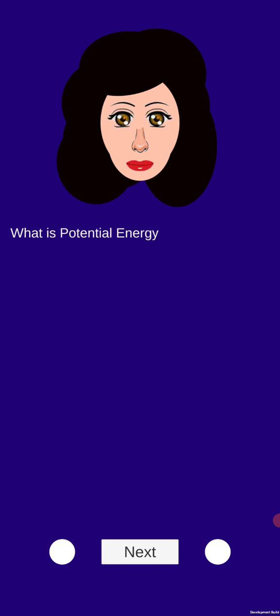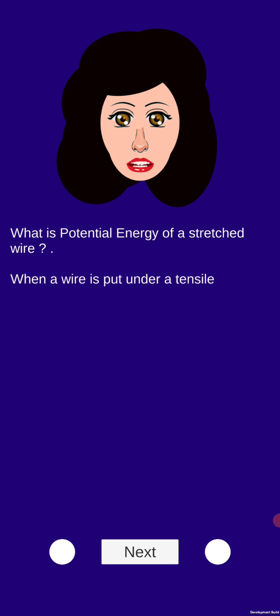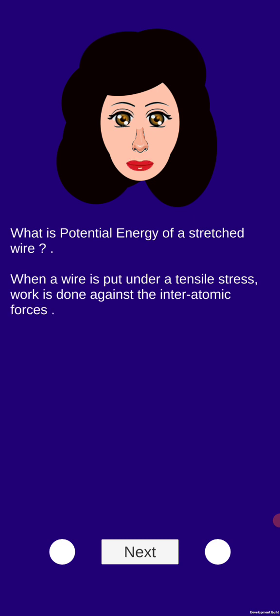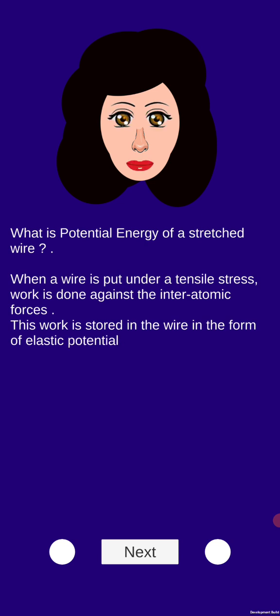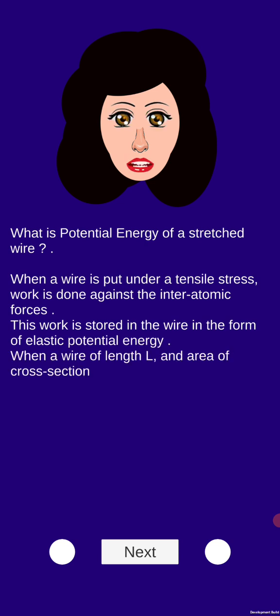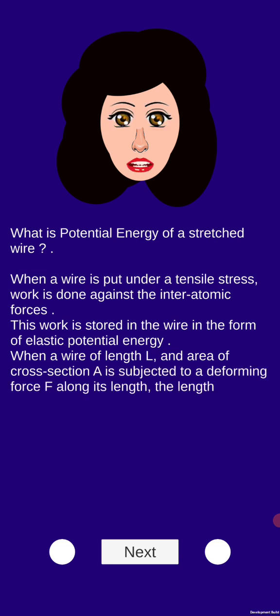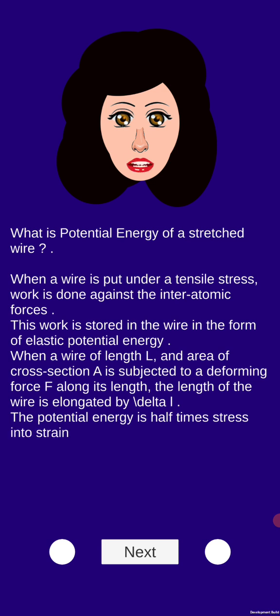What is potential energy of a stretched wire? When a wire is put under a tensile stress, work is done against the interatomic forces. This work is stored in the wire in the form of elastic potential energy. When a wire of length L and area of cross-section A is subjected to a deforming force F along its length, the length of the wire is elongated by delta L. The potential energy is half times stress into strain into volume of the wire.